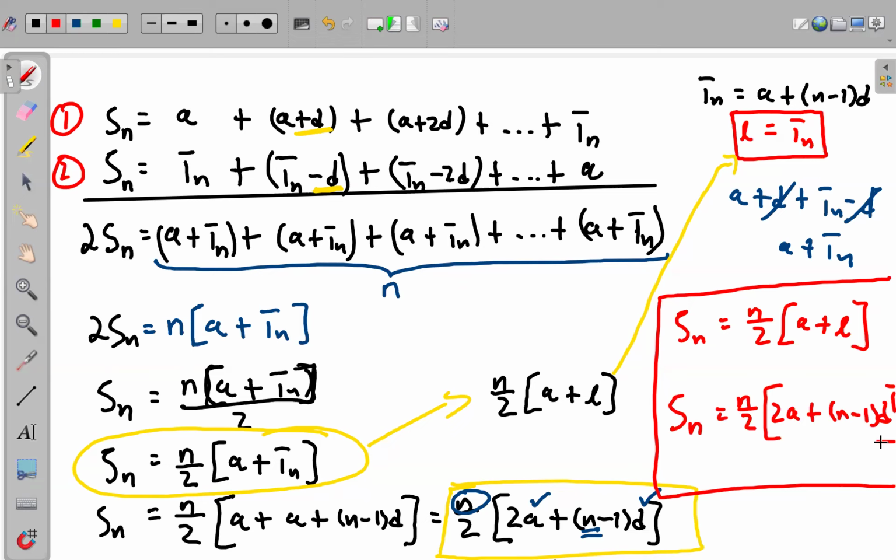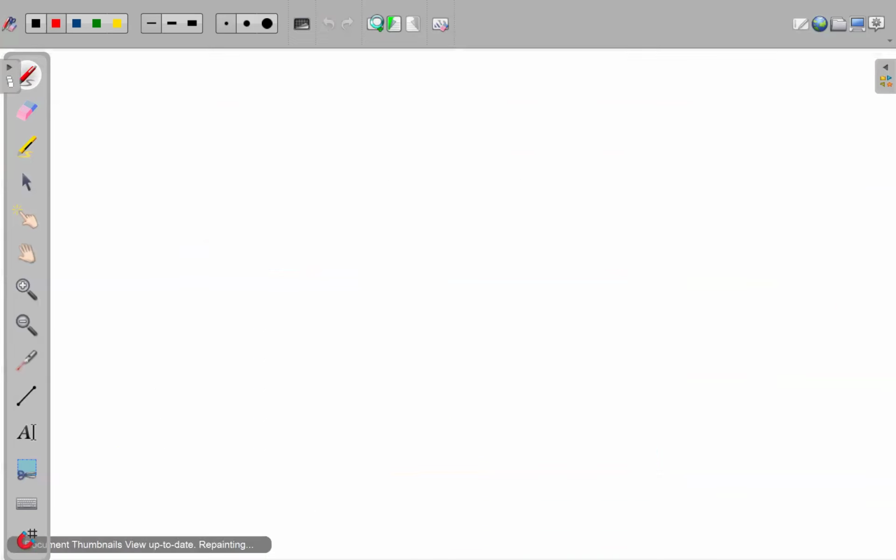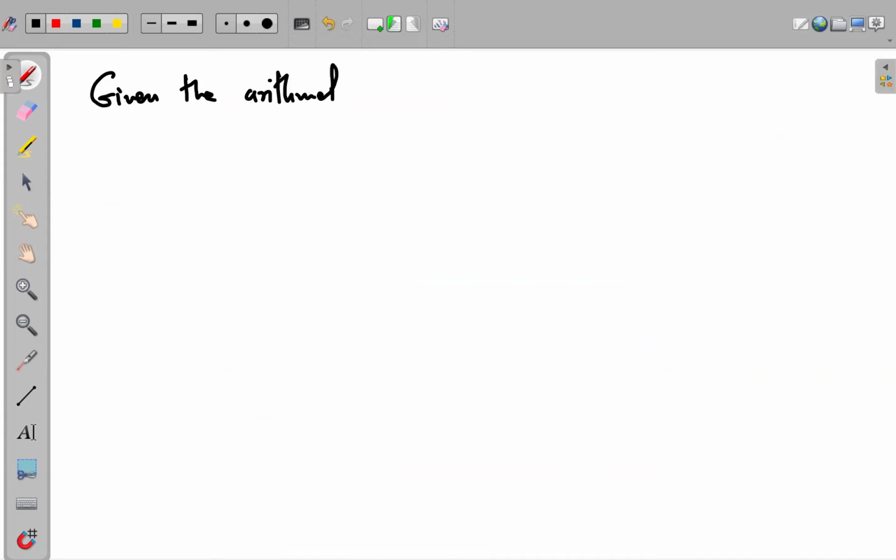So I will go straight into examples. I'll take one or two examples, and then we look at how we can apply this. Okay, so let's take an arithmetic series. Given the arithmetic series, look at this. And we have negative numbers in this one. So this is a very good one. I like this question actually.